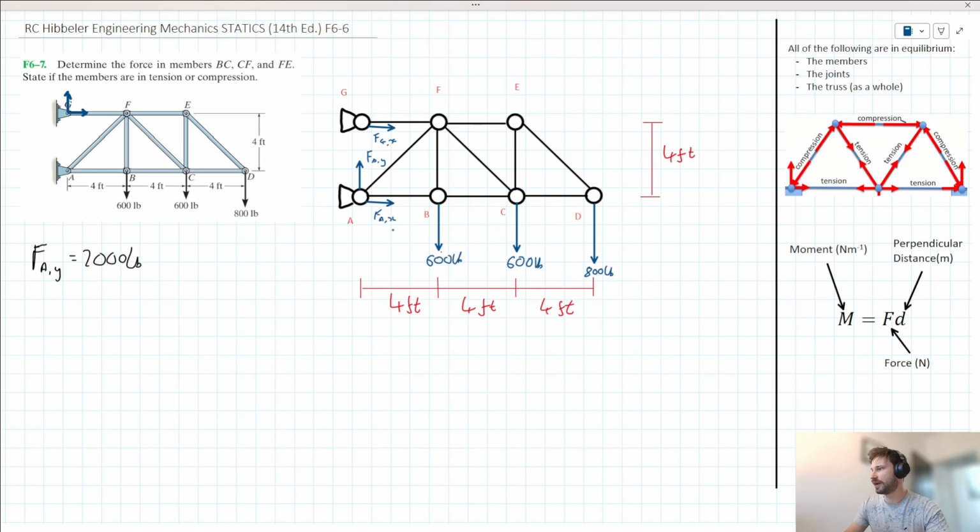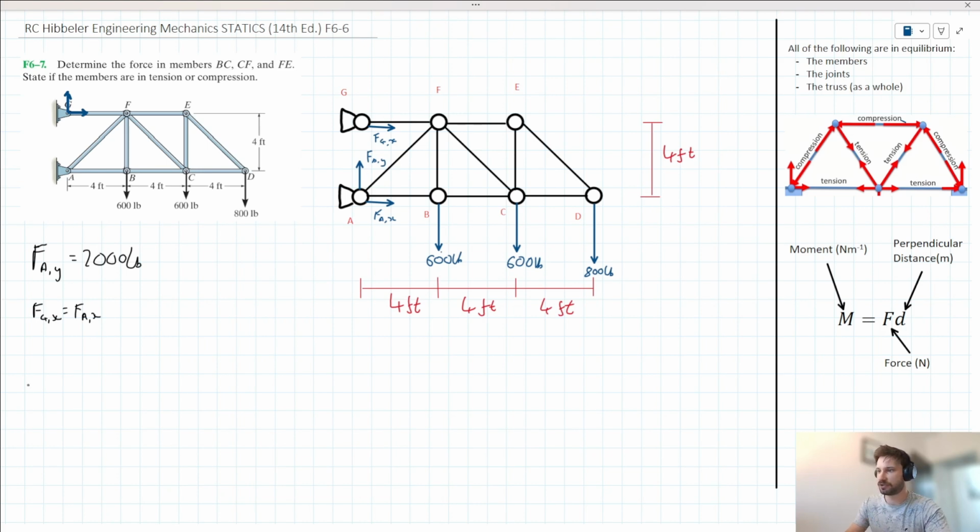We can note as well that FAX and FGX are going to be countering each other in the horizontal direction. Maybe we should redraw. We can redraw one of these arrows later to show one pointing to the left and one pointing to the right. But basically, we can say FGX and FAX are equal to each other. From here, I'd probably take moments. So we can solve for either FAX or FGX by taking moments about A or G.